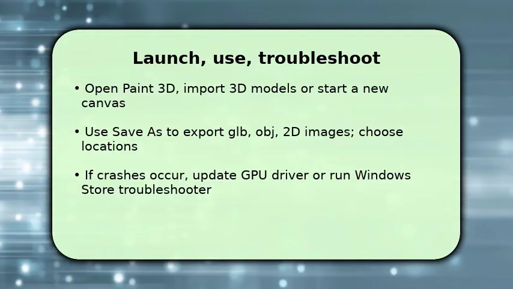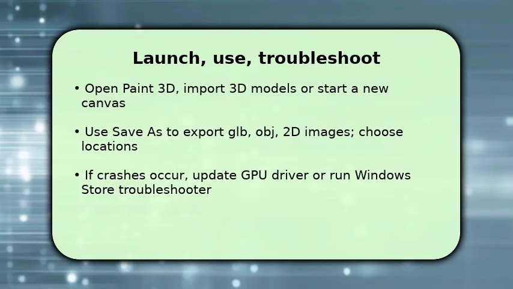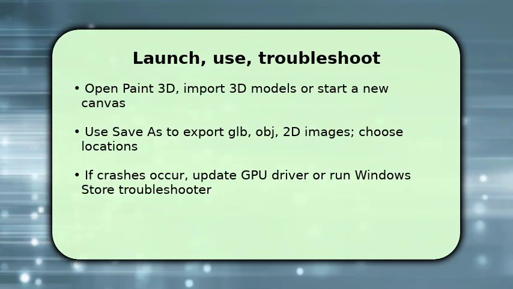Import an OBJ or GLB file to check textures, or draw and save as to export 2D PNG or 3D formats. Make sure to choose a clear save location and name.